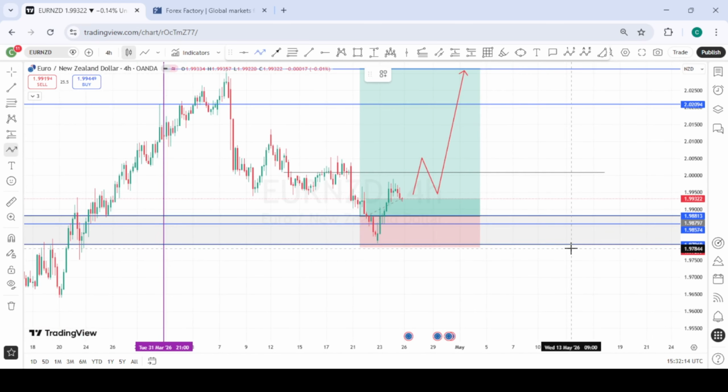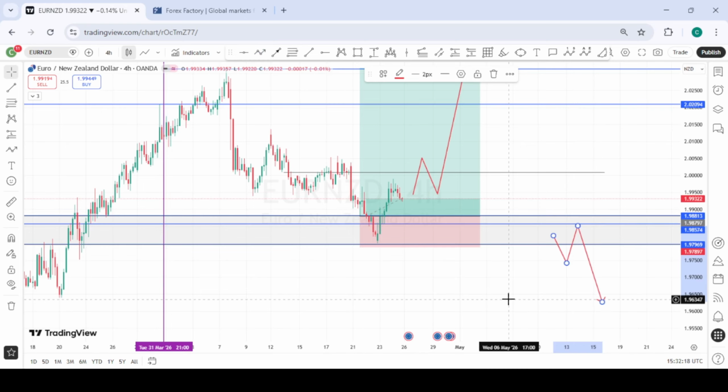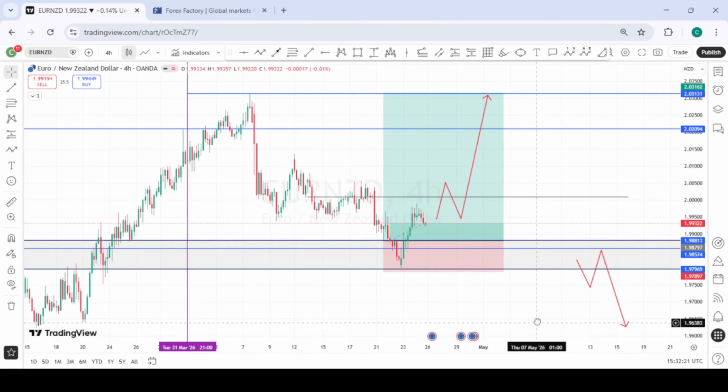Should price find its way all the way breaking below this zone or area of interest, then we look for selling opportunities to the downside. But for now, we are considering the bullish side of things for EURNZD.